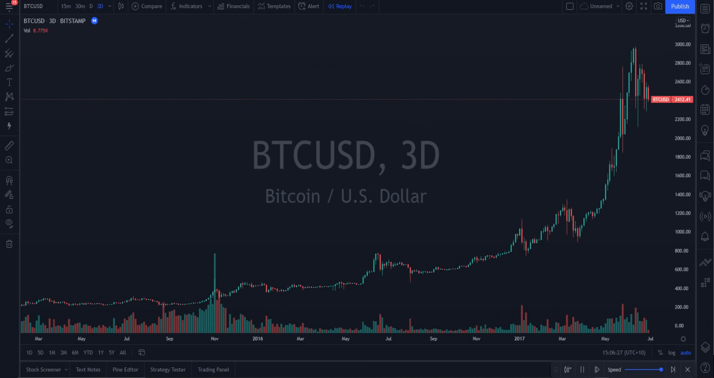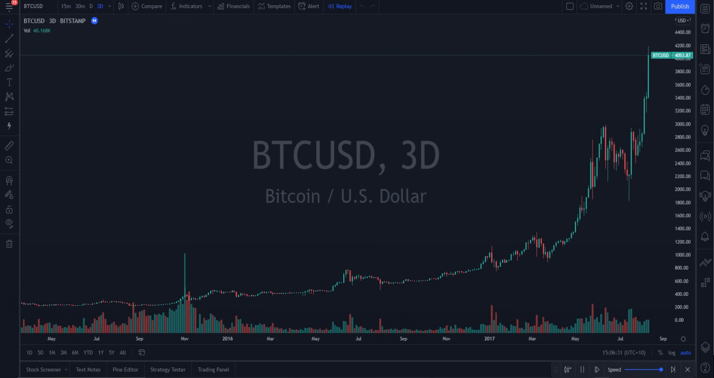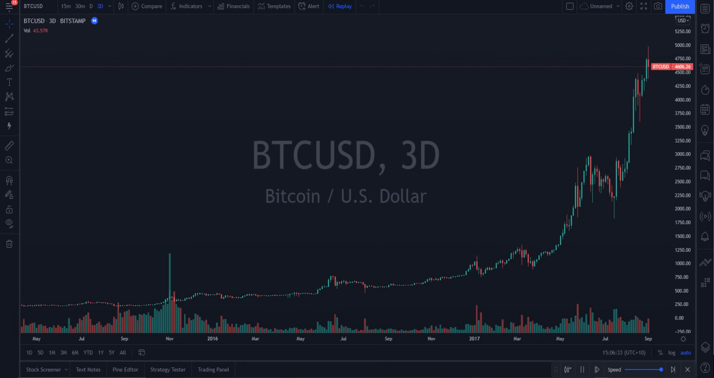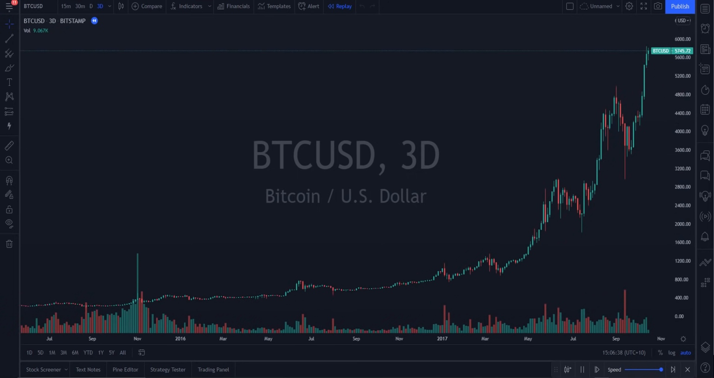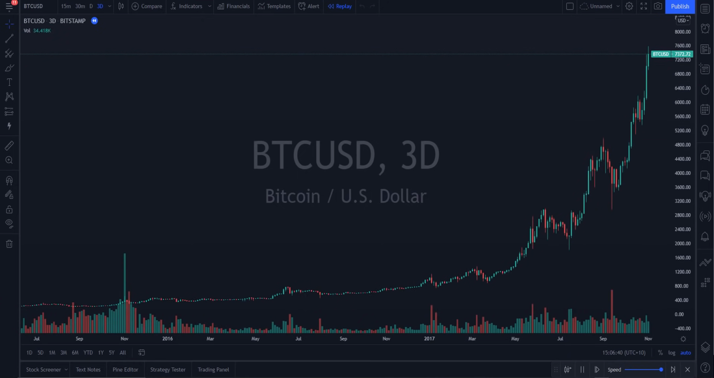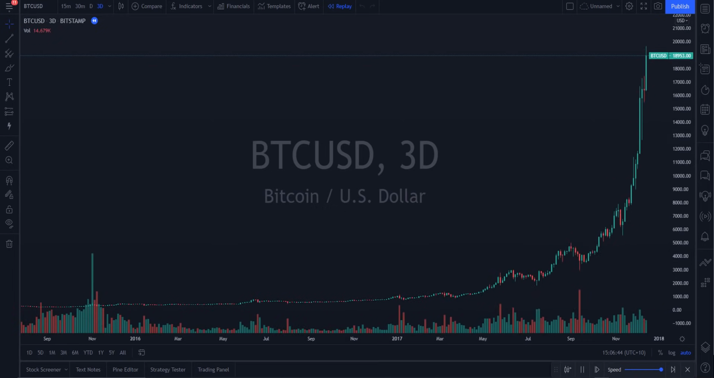This is going back to the 2017 period. You can see how volatile Bitcoin is, but always remember the returns. Bitcoin has specifically engineered properties that make sure that it keeps going up and up and up over time.